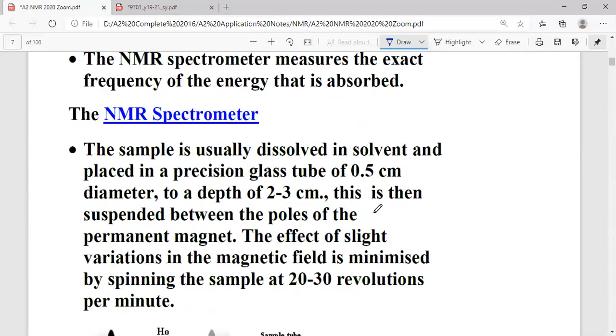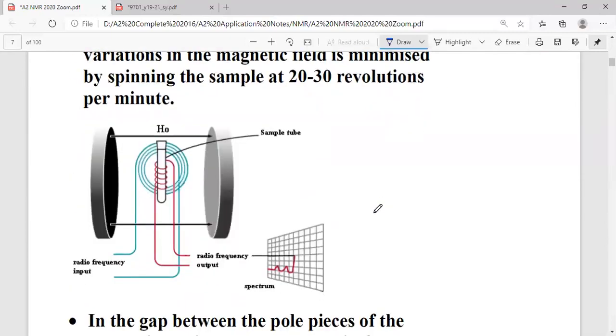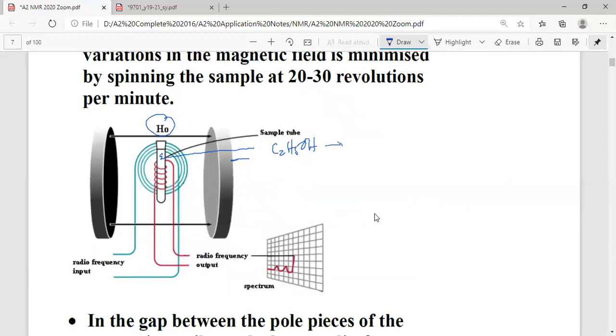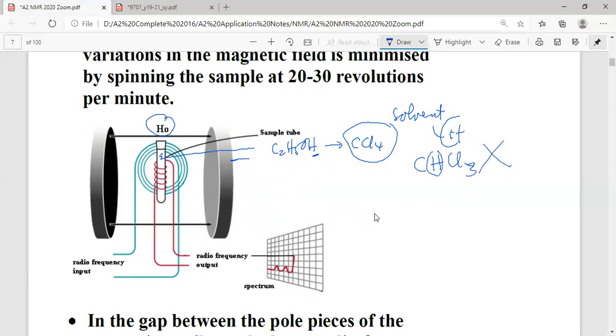Now let's go to here. This is a machine. This is the magnet, so it will produce a magnetic field here. This is where you put your sample, that means your substance. Let's say, for example, your ethanol, C2H5, dissolved in a solvent. Normally they use CCl4. You cannot use any solvent that contains hydrogen because the hydrogen will interfere with the hydrogen here. So you can use chloroform, CHCl3, unless you change the H to a D, CDCl3. Later we talk about this.